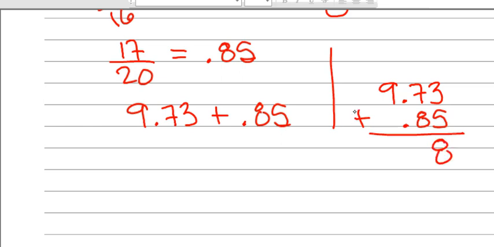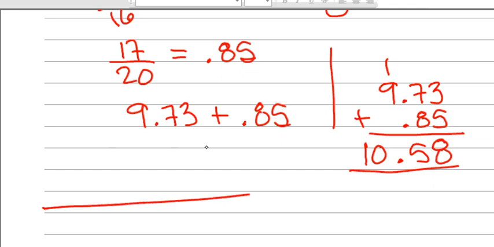So I get 8, 15, carry the 1, bring down my decimal point. So my final answer is 10.58. So all you're doing there is when you want to add a fraction and a decimal, change your fraction to a decimal and then add them.